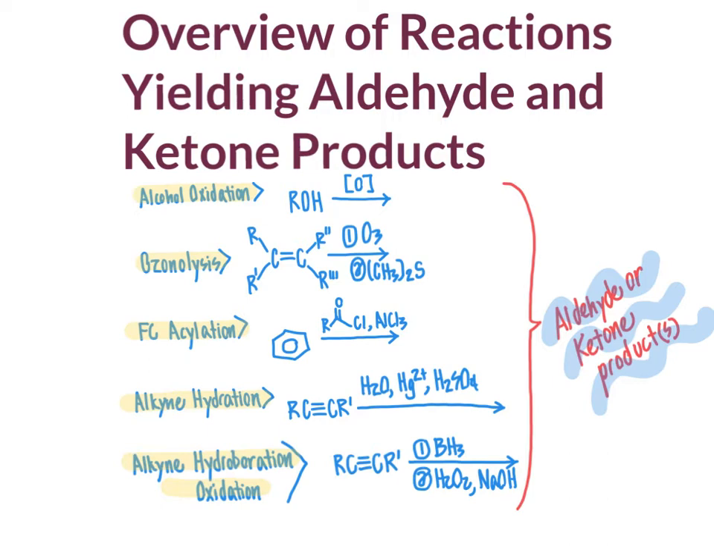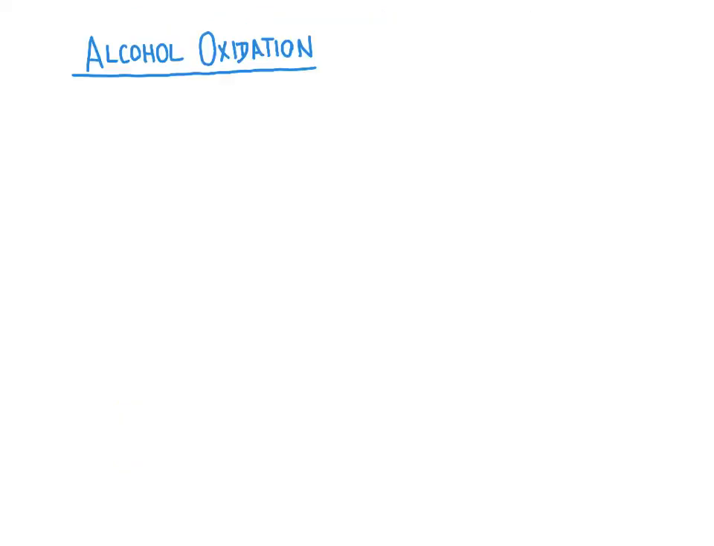I'm not going to go through any mechanisms in this video. Instead, what I'm going to do is remind you of key features that you need to be aware of when using these reactions to predict products. We are not doing mechanisms because we did the mechanisms for most of these reactions back in previous chapters. So let's go ahead and take a closer look at alcohol oxidation and the nuts and bolts of that to enable you to predict the products of those reactions.